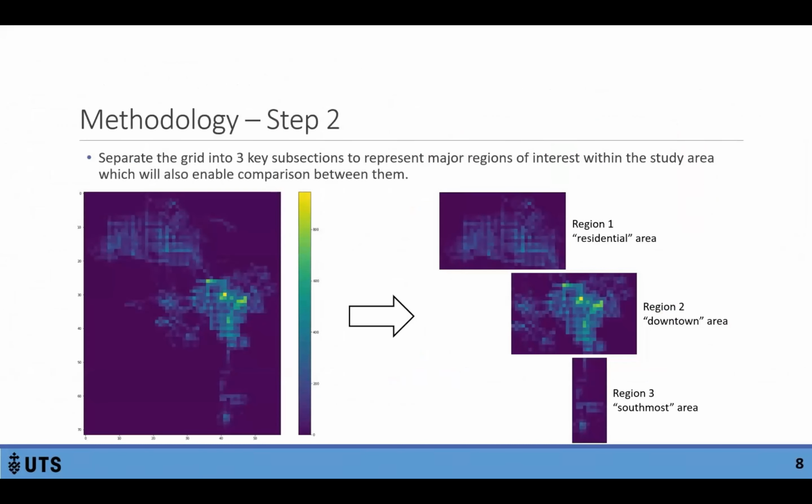Now, going back to the overall methodology, the second step is to separate the grid into 3 key subsections to represent major regions of interest within the study area, which will also enable comparison between them. Here, we can see that the 3 sections are separated as follows, with the first upper left region representing the residential area, the middle region representing the downtown area, and the bottom region representing the southmost area.